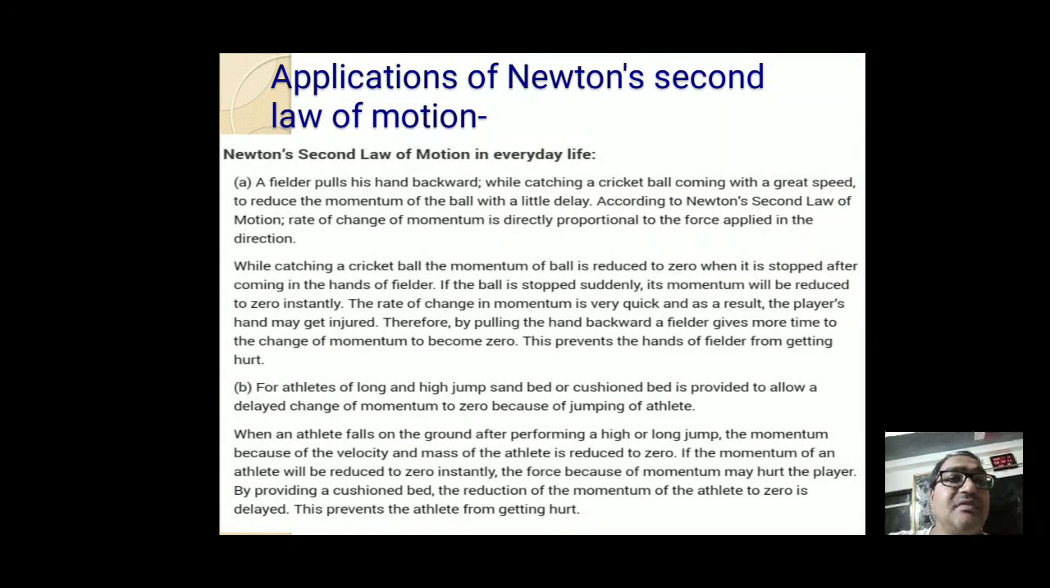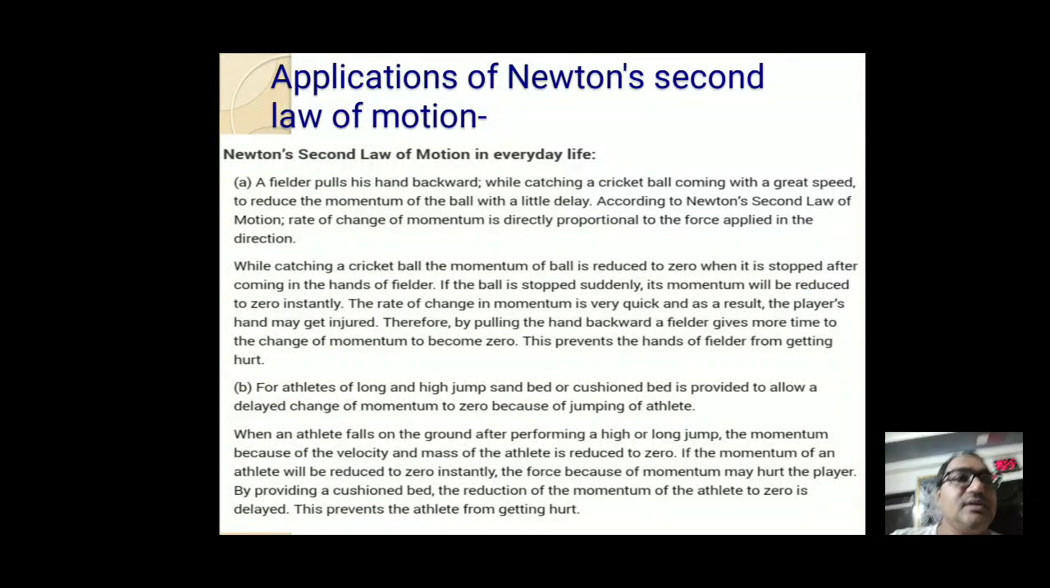This is just a revision, students, so let's revise the first one. A fielder pulls his hand backward while catching a cricket ball coming with great speed. Why is he doing so? Because he wants to reduce the momentum of the ball with a little delay. This is the reason he does not get hurt. That's why he takes his hand backwards.